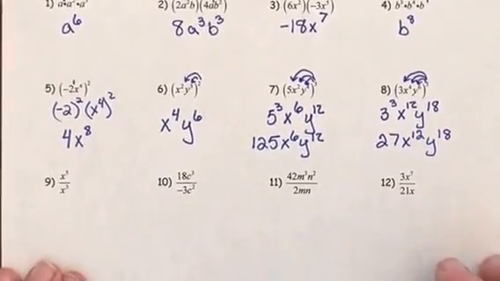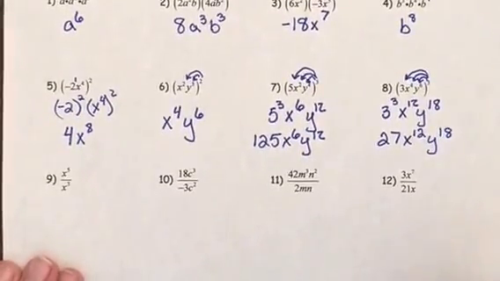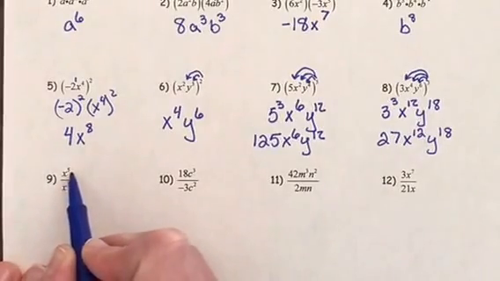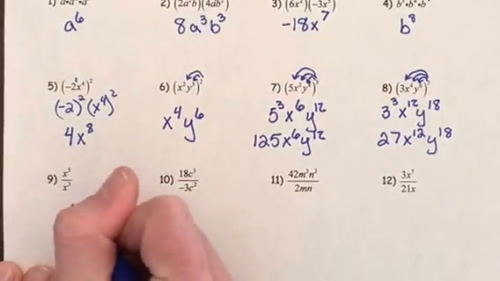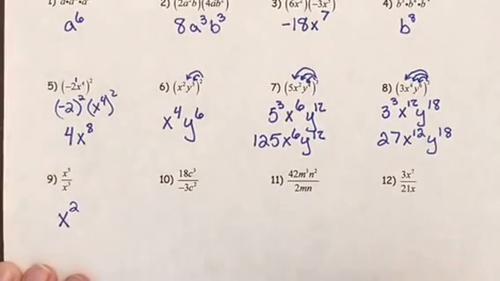In the bottom row is the division. So remember, we are subtracting exponents. X to the 5th over x to the 3rd leaves us with x squared.